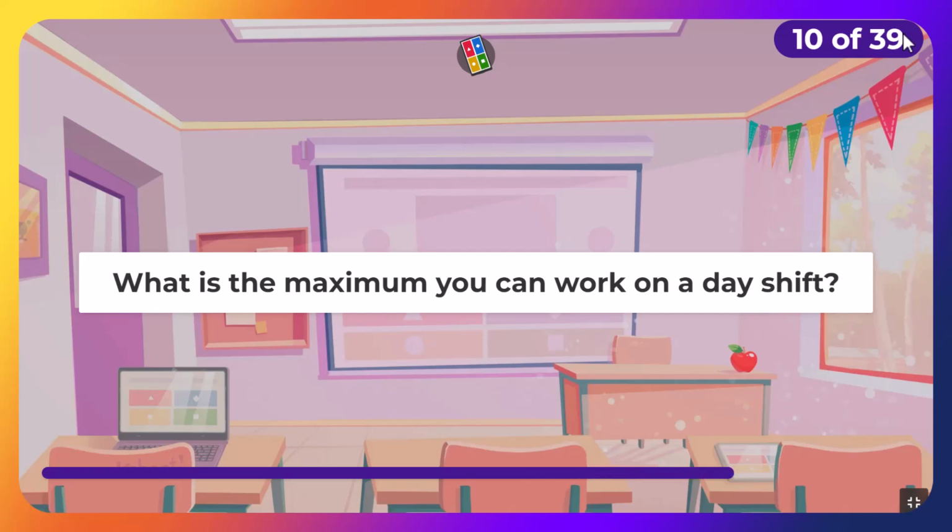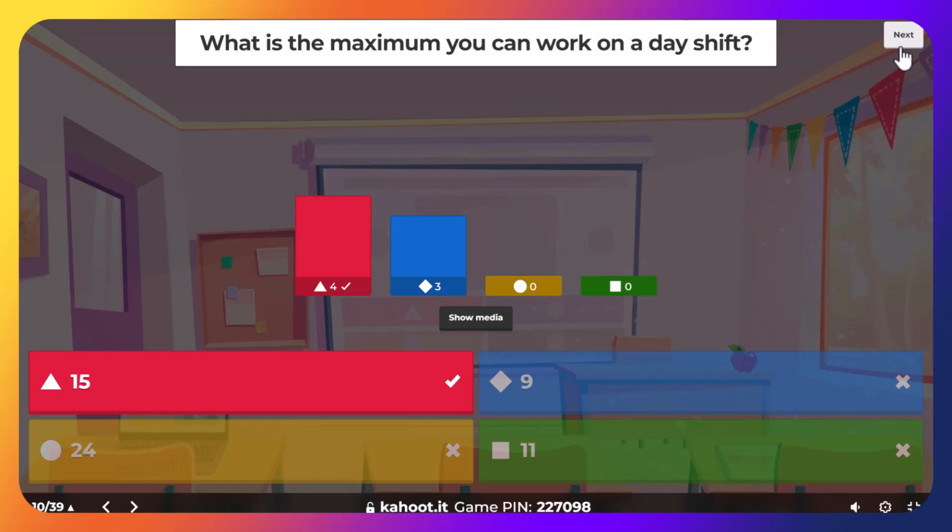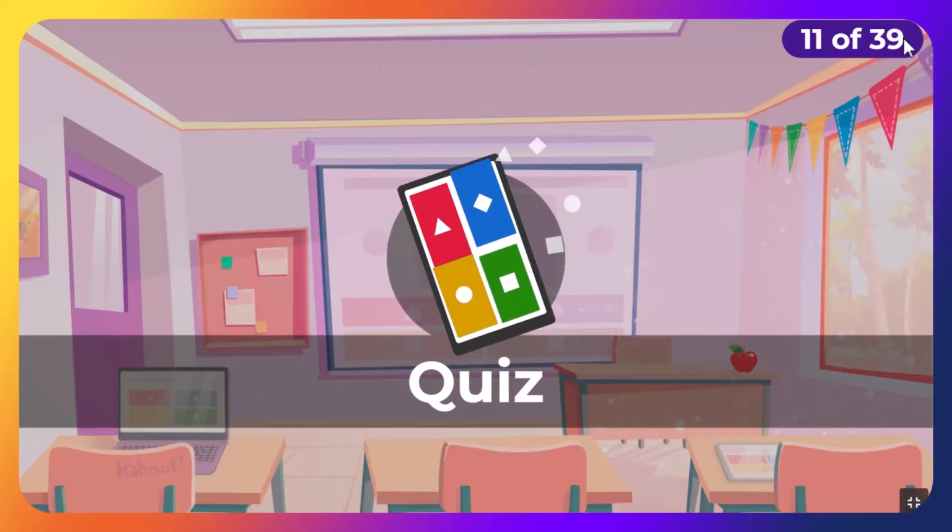What is the maximum you can work on a day shift? 15 hours on a day shift, lads. Maximum of 10 hours on a night shift. I don't know why you answered that one, to be quite honest.